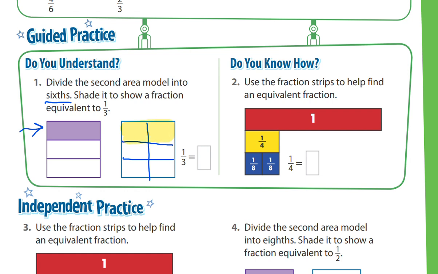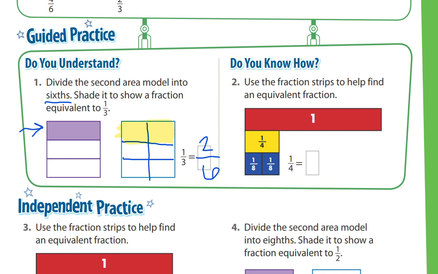If I'm trying to focus on sixths, how many pieces are colored in? 2 out of how many pieces altogether? 1, 2, 3, 4, 5, 6. So 1/3 is equal to 2/6.